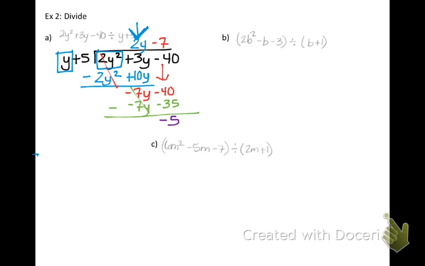In math, we do not do remainders in junior high. Okay, please, let me teach it. So then you put negative 5 over your outside number. So it would be y plus 5. And there is your answer, all three of these put together.